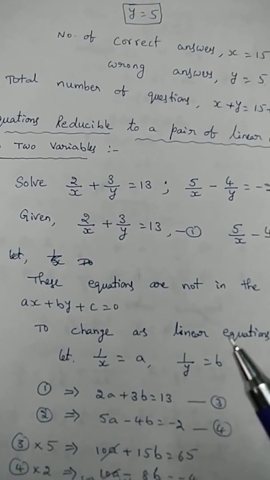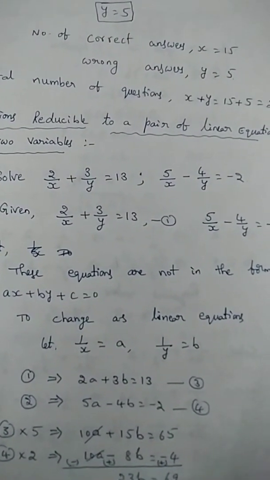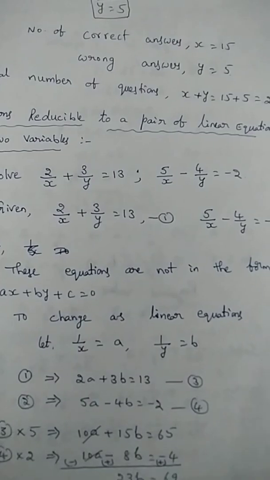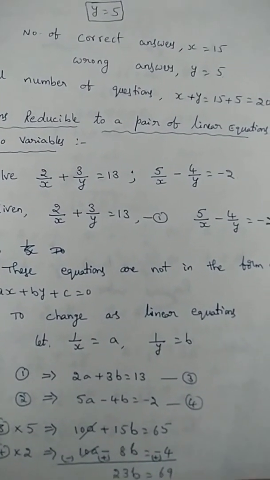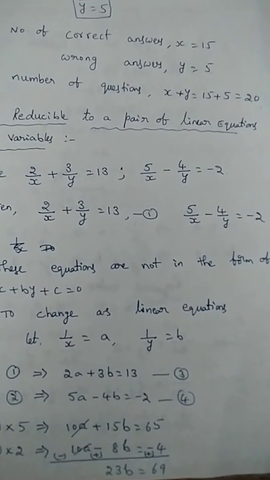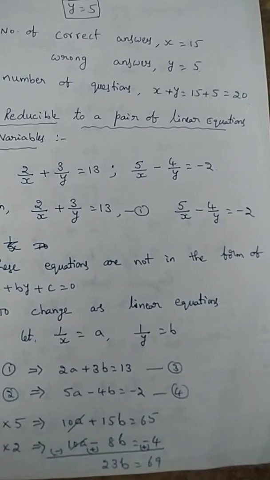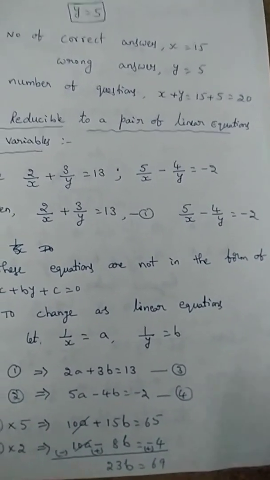The meaning of this is that the given questions are not in the general form of a pair of linear equations. So first of all, we change it into a pair of linear equations in two variables. Then after that, we can solve the given equations. That is the condition here.